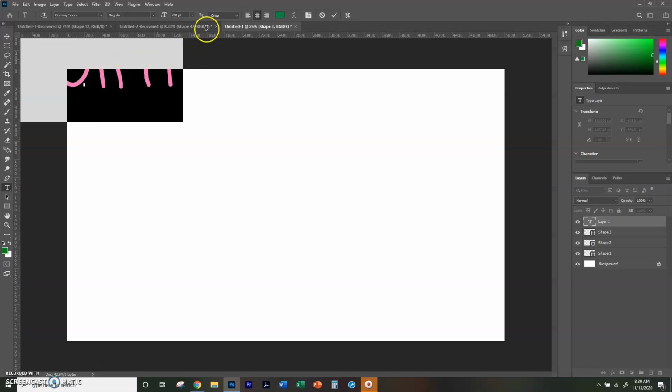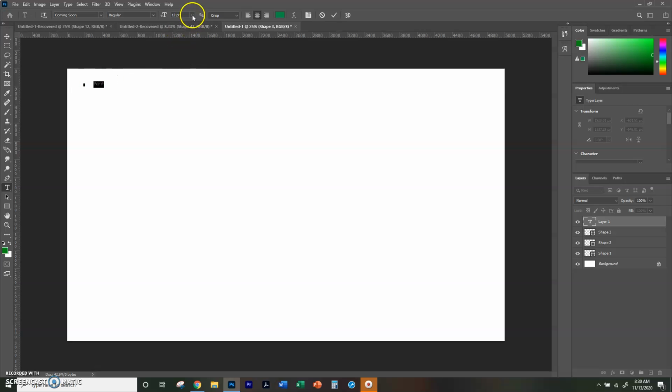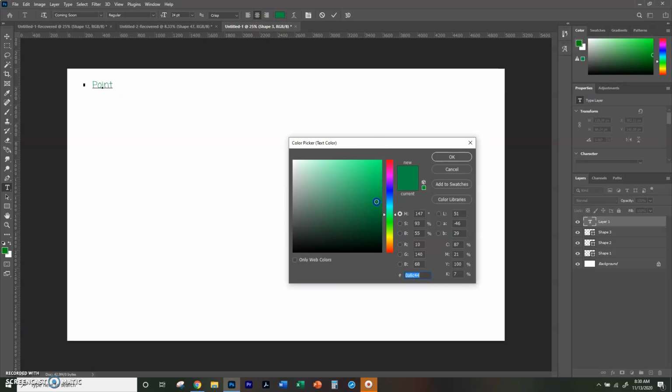It might be nice if we don't label it in 200 point font though, but big enough for you to be able to read it. All right, there's the word point, and let's make it black.